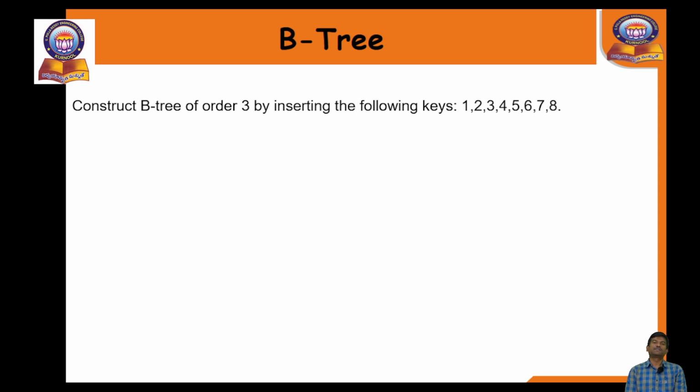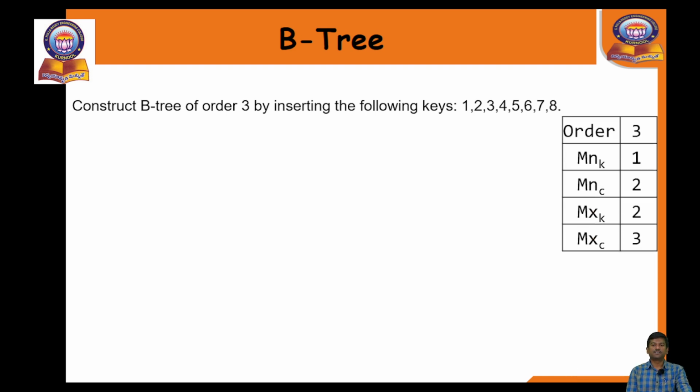So if you need to construct the B tree of order 3 with the following keys, 1 2 3 4 5 6 7 8, then, as I mentioned, based upon the previous formulas we have computed for the minimum and maximum number of keys and children, when you insert node 1, this becomes your leaf node or the root node, because there is only one node present.